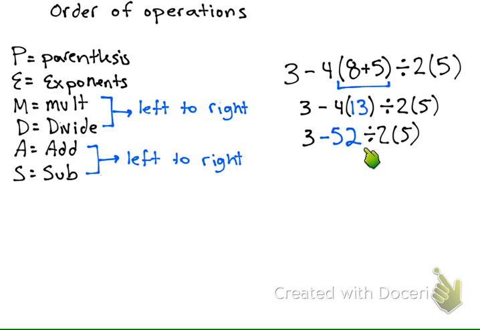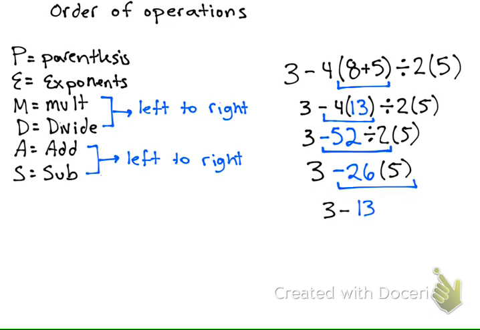So we're still working from left to right, so we're going to take this negative 52, divide by 2. And then we happen to have another multiplication part afterwards, so we're going to multiply. That gets you negative 130. So from here we have 3 minus 130 to get negative 127.